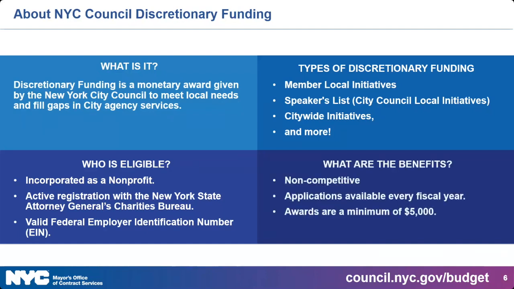Finally, what are the benefits of applying for discretionary funding? These awards are non-competitive, meaning there is no limit on the number of organizations that may apply and receive funding. Additionally, unlike competitive funding, discretionary awards are available every fiscal year. Last but certainly not least, the minimum funding amount a member can designate is currently $5,000. However, do keep in mind when applying that the amount requested should be based on the program or service being provided.